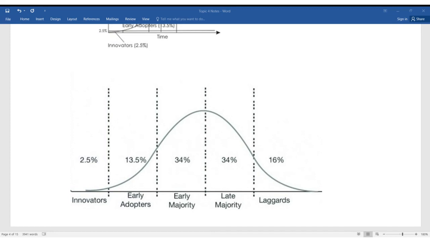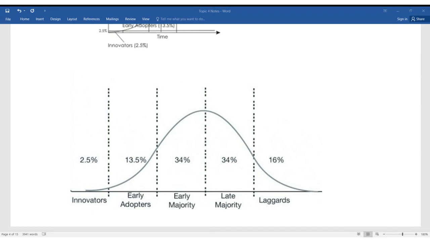So this one, you can see the innovators are 2.5% of the market. The early adopters are 13.5%. Then we have the third group, early majority, 34%. This is a group that most marketers target because they represent the growth. If a firm is to grow its sales and succeed, they need this group as much as possible because it represents the one that will drive them to the next level.